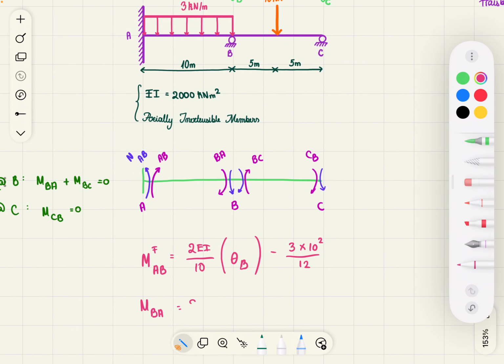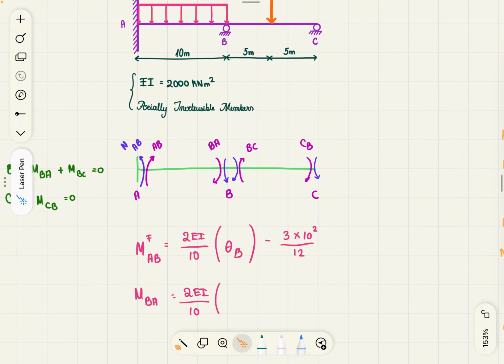Next up, moment at BA. Once again, 2EI over length. Your length, once again, is 10. Now, inside the brackets, because we're going from B to A, you would have had 2 theta B plus theta A plus any displacements, none of this. Once again, no value of theta A, so you just have 2 theta B.